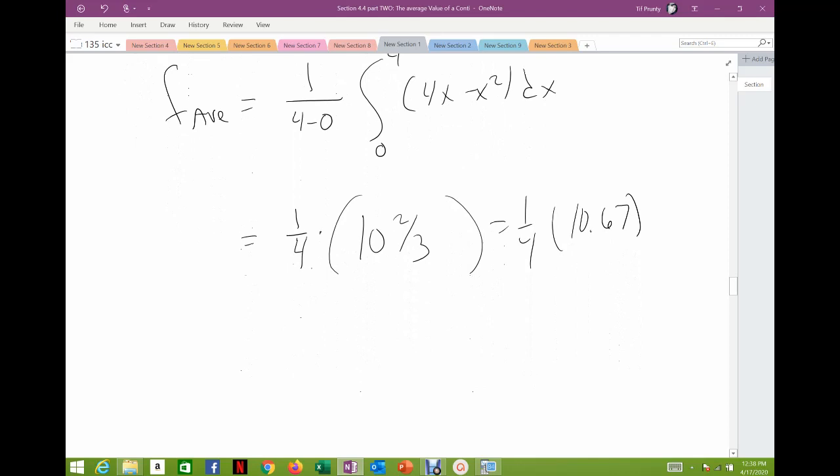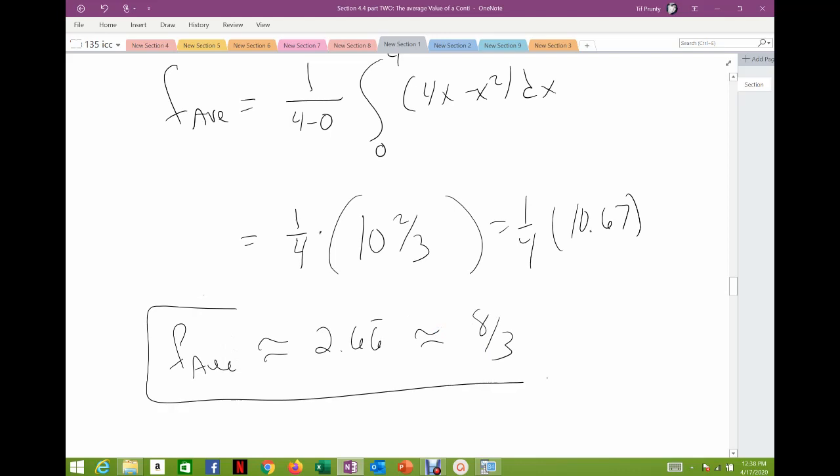And so don't forget the 1/4. It's really easy to forget the 1/4. So it comes out 2.6 repeating, or 8/3. So that's the average value. So my average value of my function between 0 and 4 is 8/3, or 2.66 repeating.